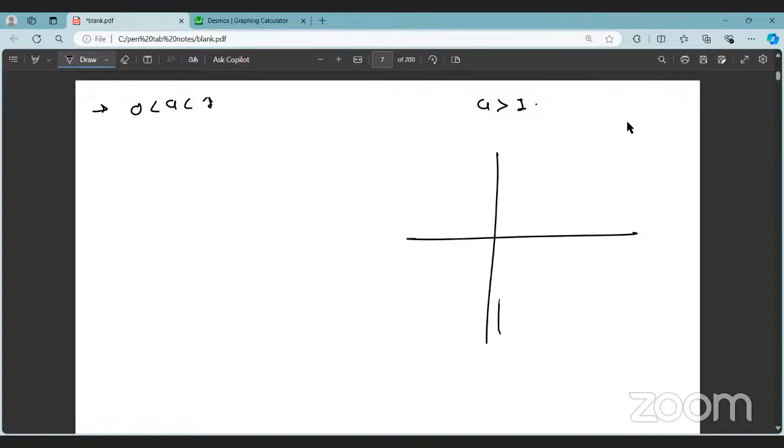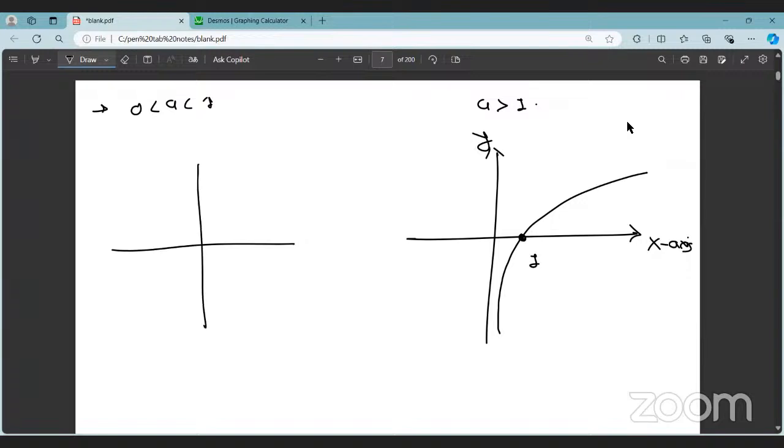So let's move toward the graph of the logarithmic function. When our base is between 0 and 1, the graph will look a little bit different. When a is strictly greater than 1, it's very easy, we understand how this graph comes out, and it intersects the x-axis at the point 1. This is your y-axis. And when the value of a is between 0 and 1, then the graph of the logarithmic function will be this type.